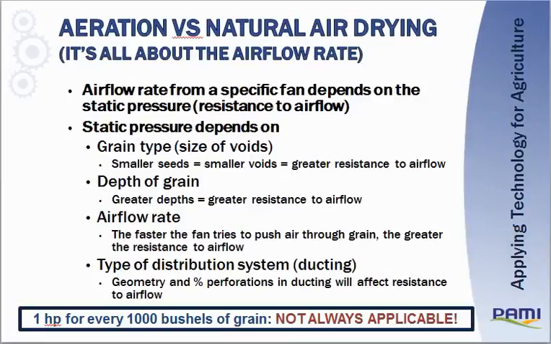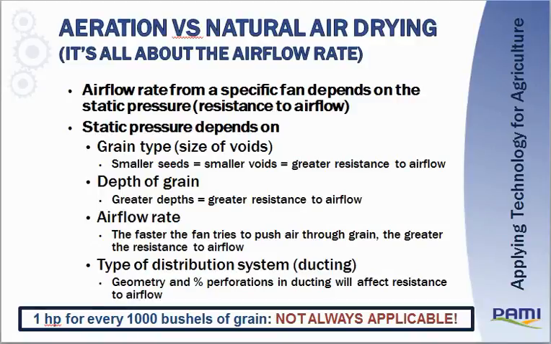So the airflow rate that you get from a specific fan depends on what's called static pressure, or really resistance to airflow. And the static pressure that the fan sees depends on 4 main things. Number 1 is the grain type. The grain type is going to dictate the size of the voids between the grain, and it's through these voids that the air is passing. So the smaller the seeds, the smaller the voids, and the greater the resistance to airflow, or the greater the static pressure.